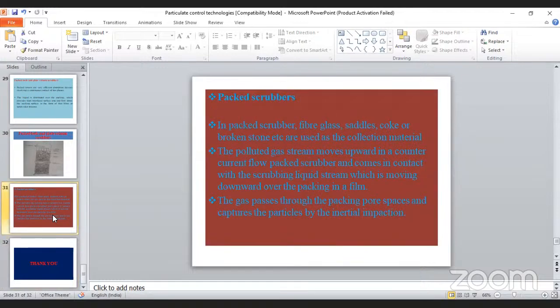So by diffusion also, some of the particles will be absorbed in the packing column. In such a way, the system is working efficiently, and the efficiency depends upon the collection, but the shape of the particle does not matter. Sometimes the packing towers encounter packing problems.